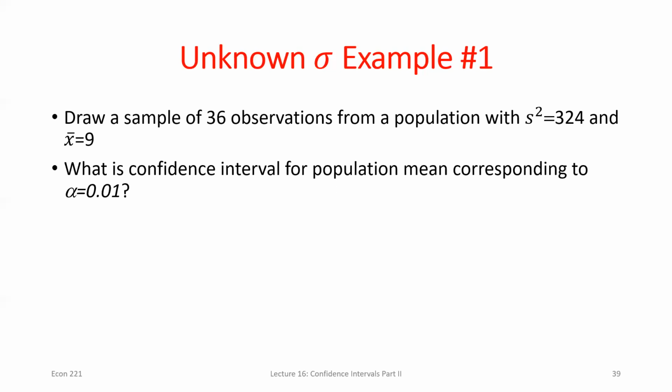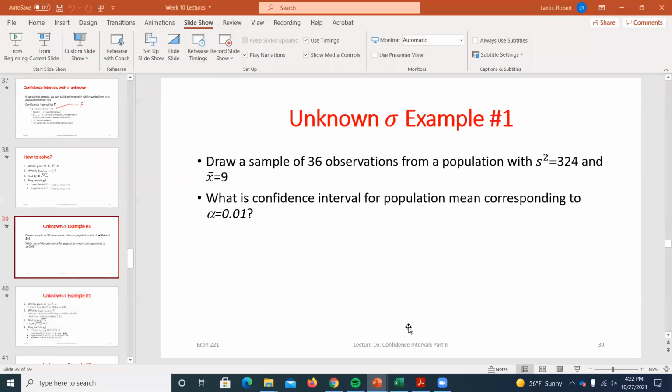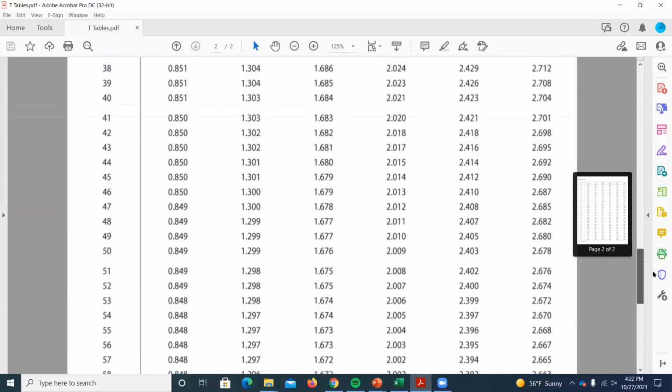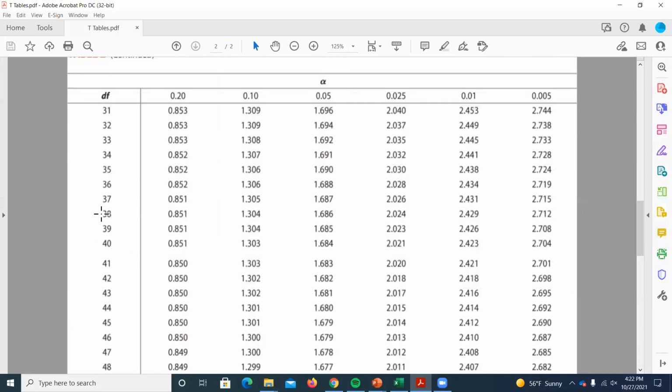So my alpha is 0.01, which means alpha over 2 would be 0.005. And what would my degrees of freedom be here? Yeah, it's simply n minus 1, so 36 minus 1, which is 35. Okay. So I go to that student T table. I'm going to scroll up here. So my degrees of freedom is 35.